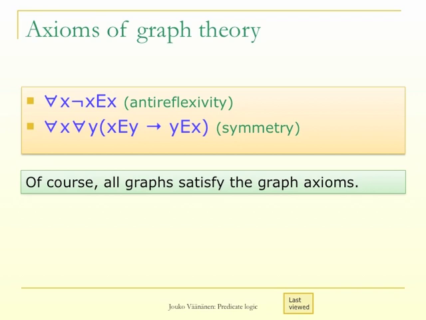The other axiom is the symmetry axiom. For all x, for all y, x e y implies y e x. So if there is an edge from x to y, then there is an edge from y to x. So our edges, the lines in the pictures of graphs, don't have arrows. We could consider also lines with arrows. That would be like a directed graph. But that's not what we mean here. Here, by a graph, we mean one which is symmetric. So these are the two axioms of graph theory. Of course, all graphs satisfy the graph axioms virtually by definition.